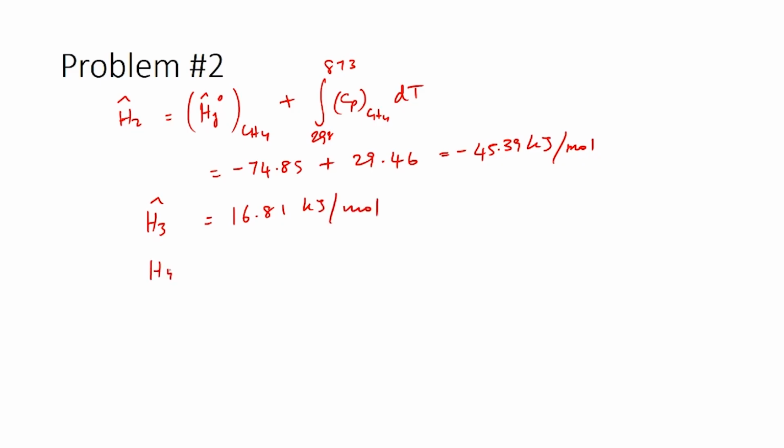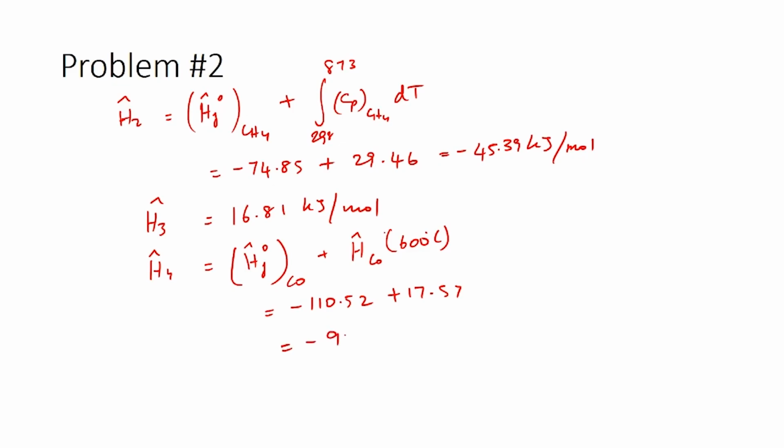And H4 cap, here again you have carbon monoxide formation and then heating of carbon monoxide. So, the first step would be the heat of formation of carbon monoxide, and in the second step we do not have to do integral Cp dT, we would be able to get the enthalpy value for carbon monoxide with reference to 25 degrees Celsius from the combustion gases table. So, you have H cap CO at 600 degrees Celsius, and this would be equal to minus 110.52 plus 17.57, giving minus 92.95 kilojoules per mole.